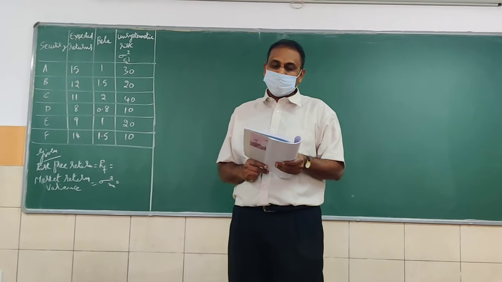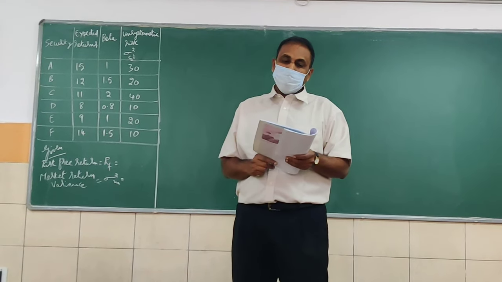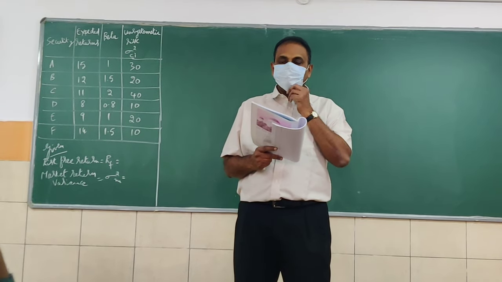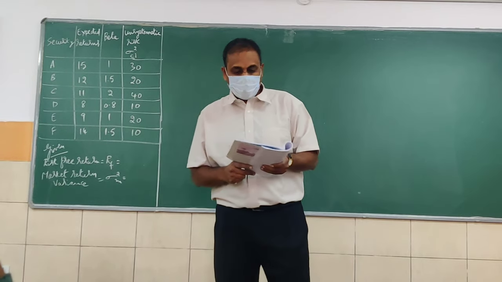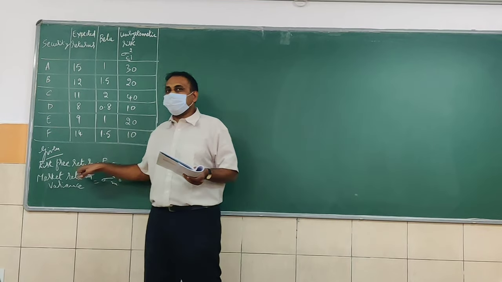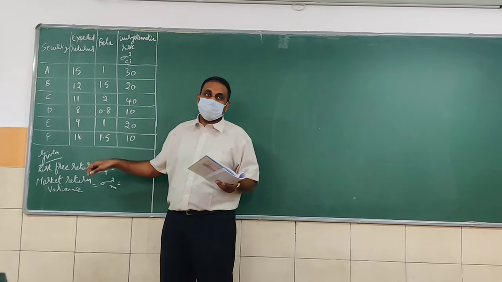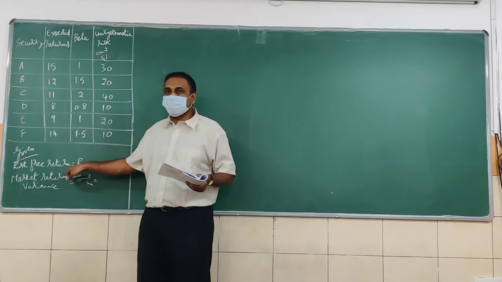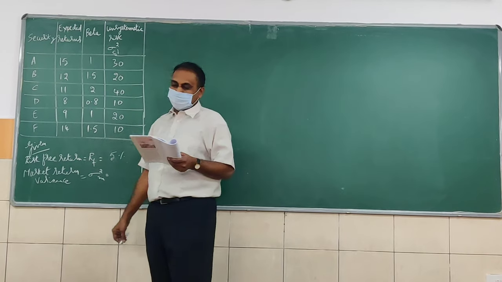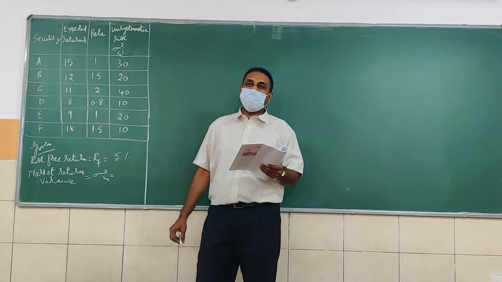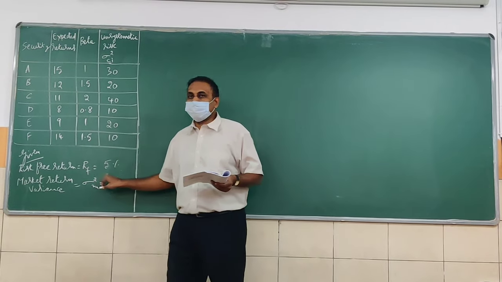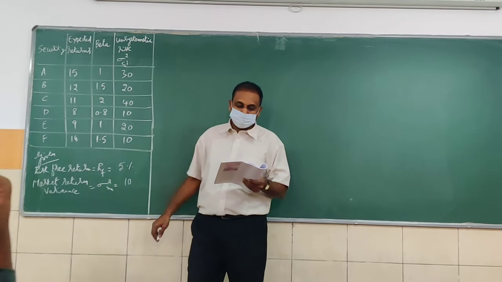Read the problem and understand what is given therein. Mr. B received 10 lakh rupees from his pension fund. He wants to invest in a stock market. The treasury bill rate is 5%. Treasury bill is the least risk security. We call that the risk-free return, RF, 5%. And the market return variance is 10, standard deviation square of M, that is 10.